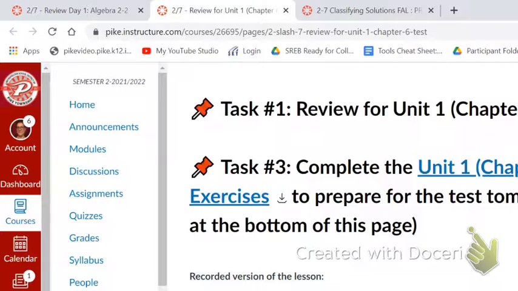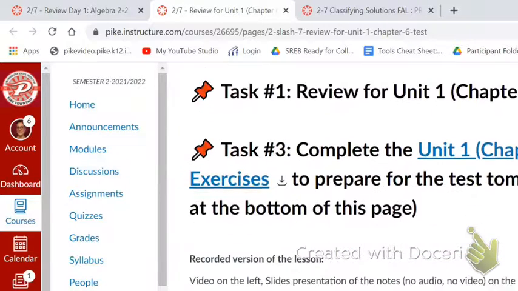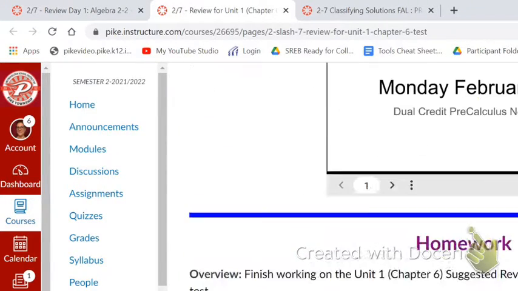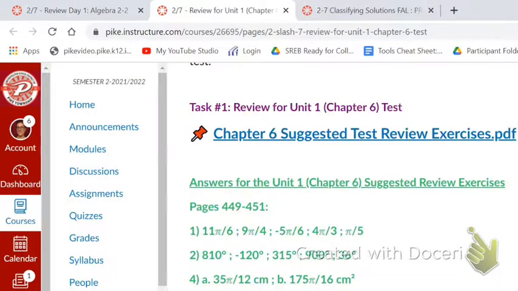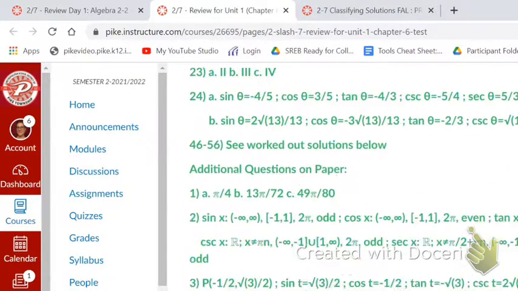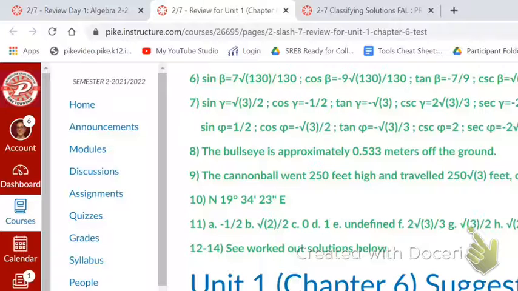You want to complete the review. I don't know why we don't have a task 2 on there. Obviously, I need to change that. Down here, I've got the answers in green, and then all the way at the bottom, there's my worked out solutions. That includes the stuff in the book in addition to the stuff that's on the worksheet.